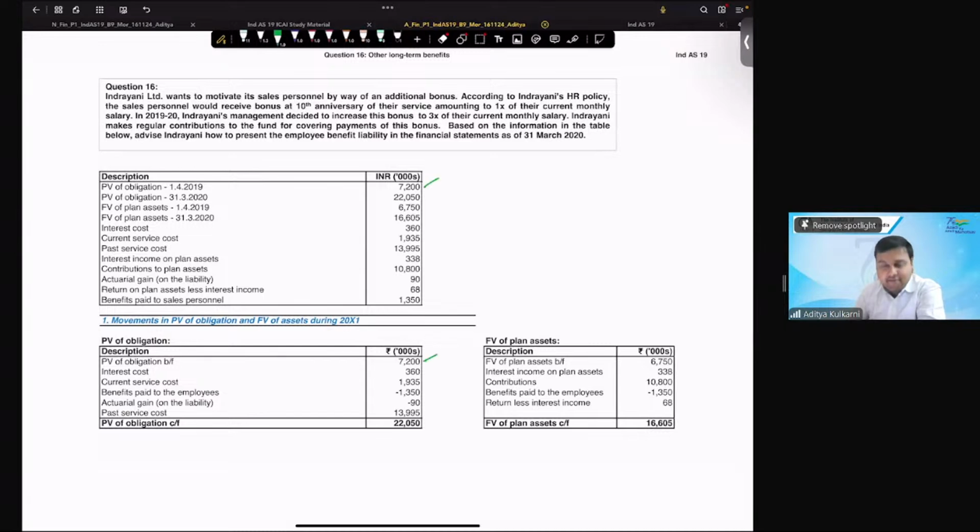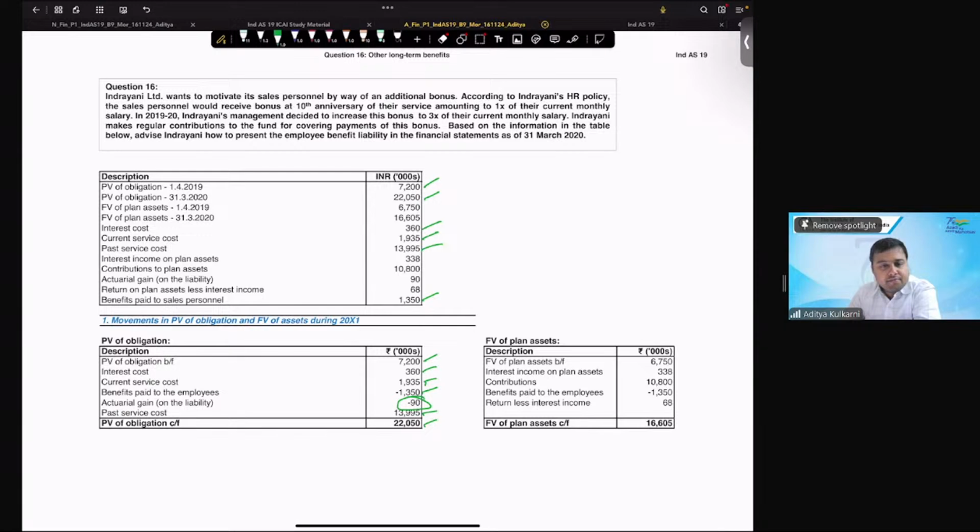Obligation opening value 7,200. Obligation closing value 22,050. Interest cost 360, that is getting added. Current service cost 1,935. Benefits paid to sales personnel is a reduction, so 1,350 reduced. Past service cost 13,995 is hitting. So actuarial gain on the liability will be minus 90. Gain means it's a positive thing, so that is why 90. Are you okay with this so far?